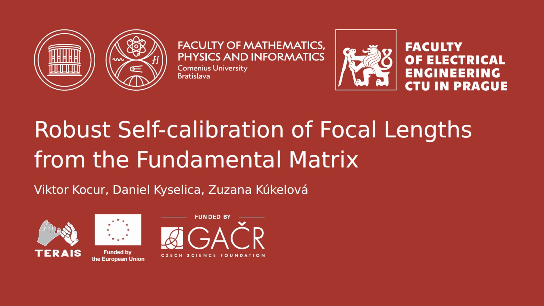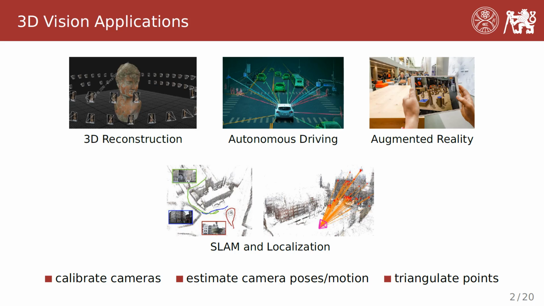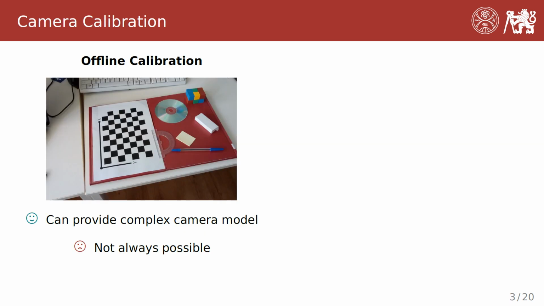Hello, welcome to the presentation of our CVPR 2024 paper, titled Robust Self-calibration of Focal Lengths from the Fundamental Matrix. Our paper deals with camera calibration, which is a crucial component in many 3D vision applications. The camera calibration process involves the estimation of camera intrinsics, like the focal length and the principal point.